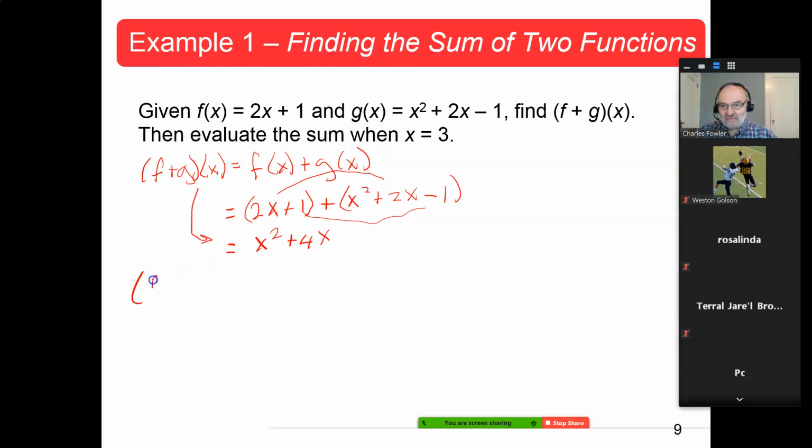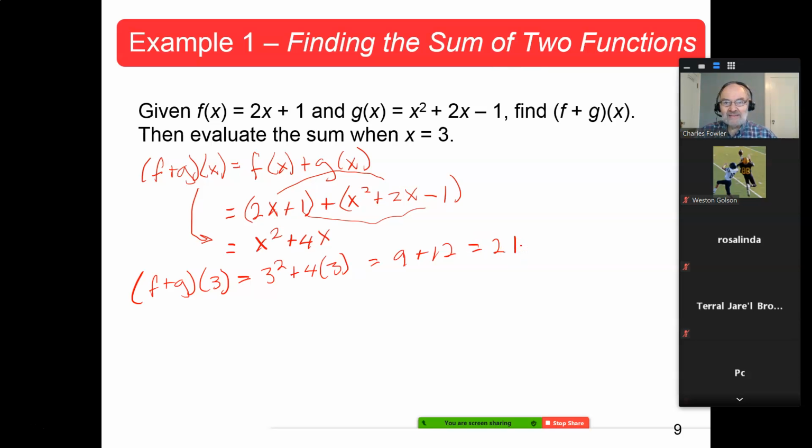Now, it says then evaluate that sum when x is equal to 3. So the sum function f plus g of 3 would be, plug in a 3. 3 squared plus 4 times 3. Everywhere you see an x here, plug in a 3 there. Okay? What does that give you? Gives you 9 plus 12 is equal to 21.